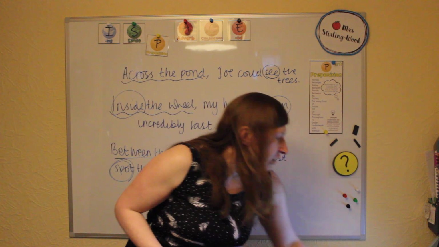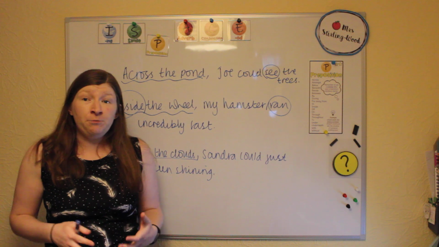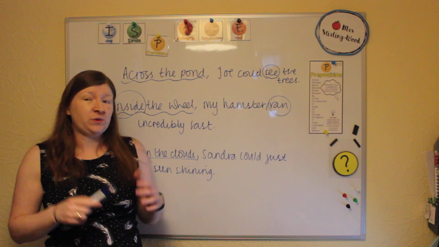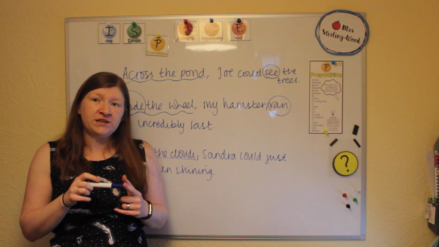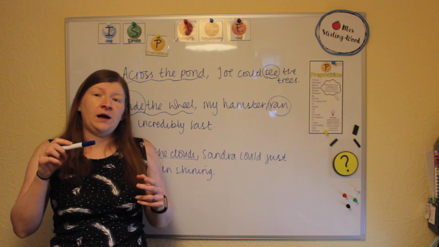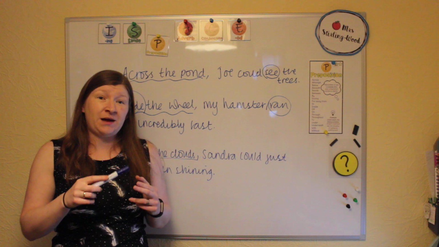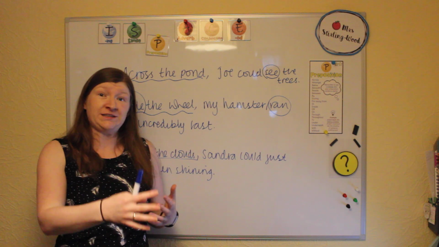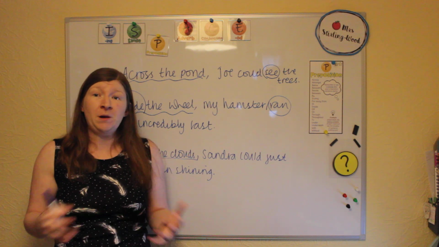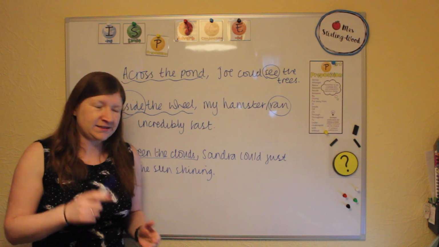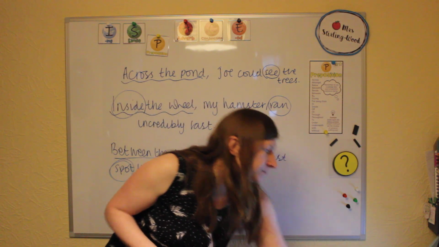The other type of preposition that I mentioned was time prepositions. Now these show a link between two events, one in the fronted adverbial and the other one in the main clause of your sentence. It might be that these actions are happening at different times, so after I did this or before I did that, or it might be that they're happening at the same time. Let's have a look at a couple of examples.